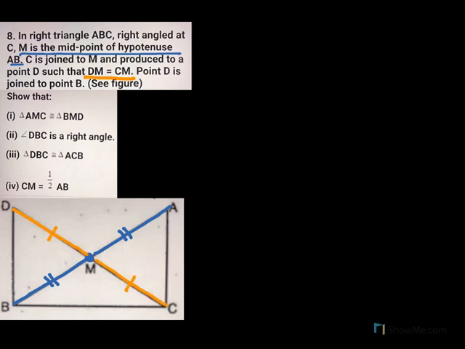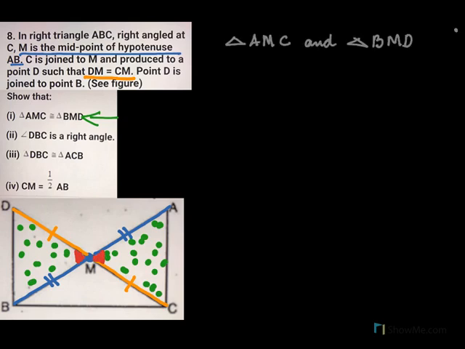We'll take up the first part, which is to show that these two triangles are congruent, which means to show triangle AMC is congruent to triangle BMD. I think it's quite simple. We have S, and then we have this A equal to this A. So by SAS test, these two triangles are congruent.